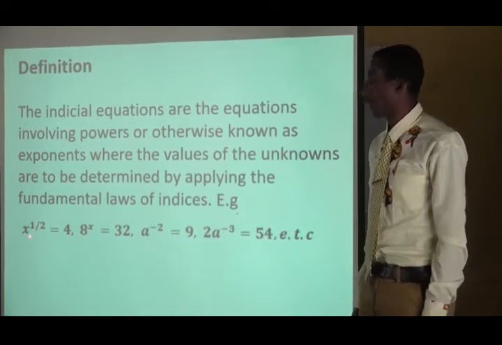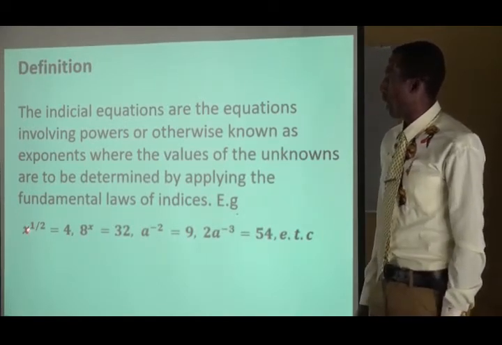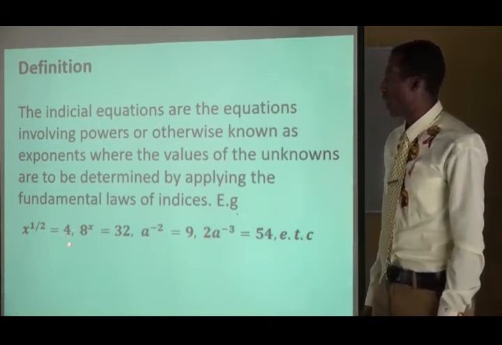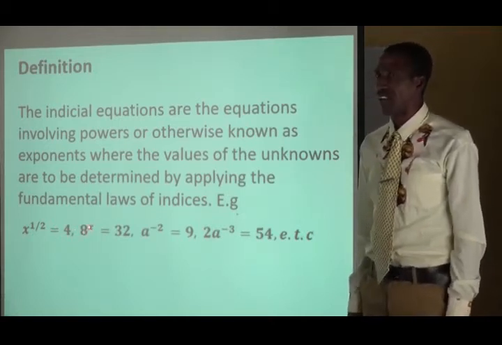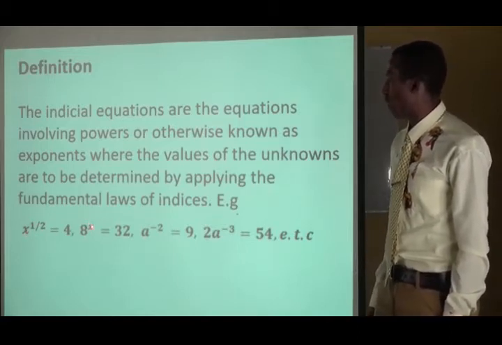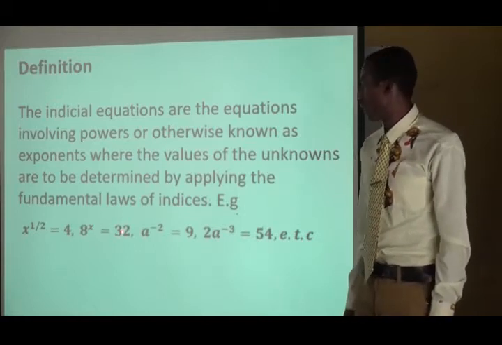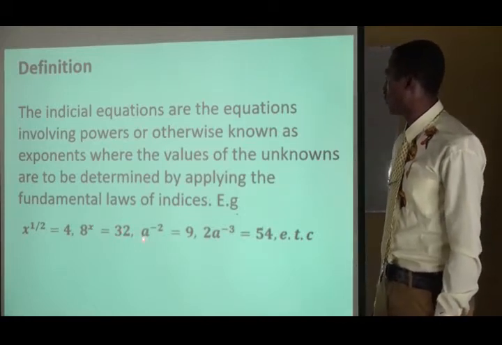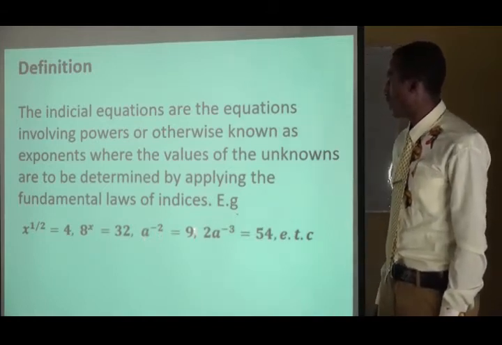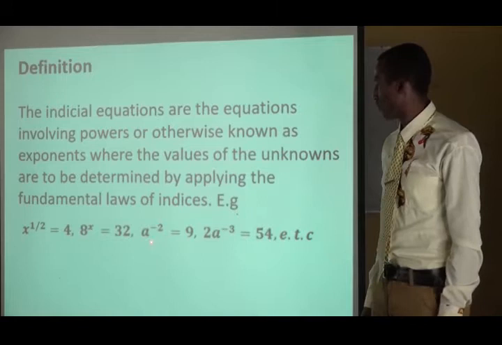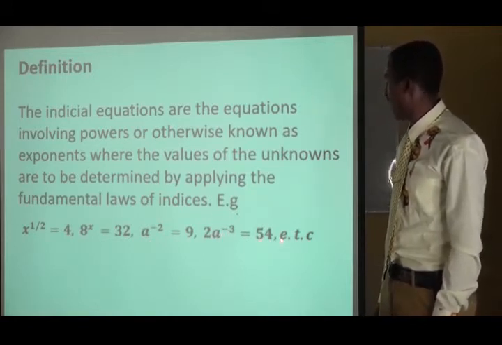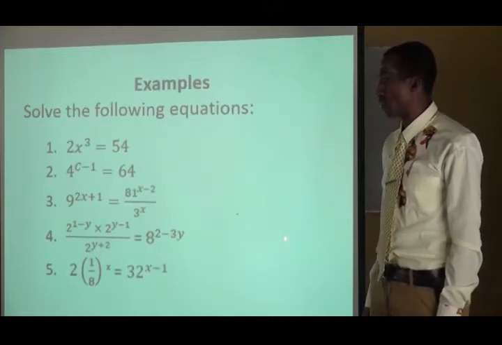E.g., x to the power of 1 over 2 equals 4. x there represents an unknown. Next, a to the power of x equals 32. x is also an unknown. a to the power of minus 2 equals 9, where a is an unknown. 2a to the power of minus 3 equals 54. In this case, a is also an unknown, etc.